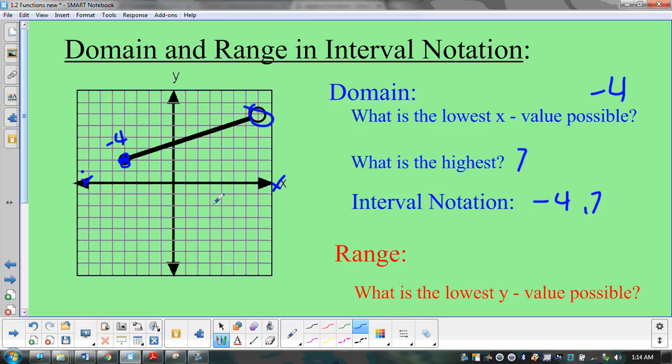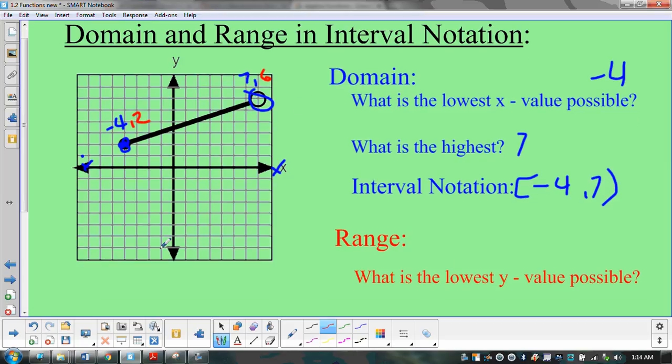Now, this is a filled-in point, so we are going to use a strong bracket. This is an open circle, which means we get close to 7, but we're not going to include it. So make sure you use your soft parentheses. This is the point -4, 2. And this was the point 7. And then our y goes as high as 1, 2, 3, 4, 5, 6.